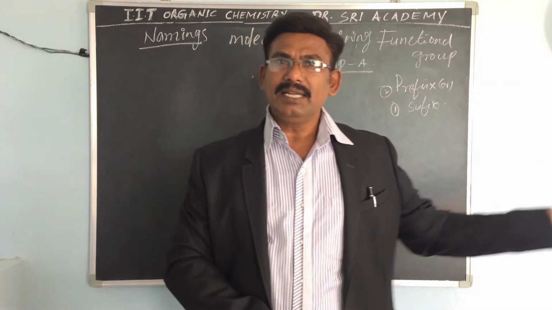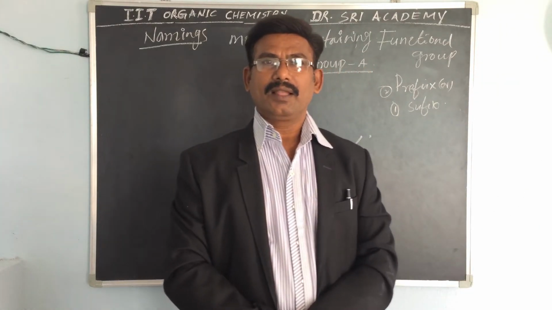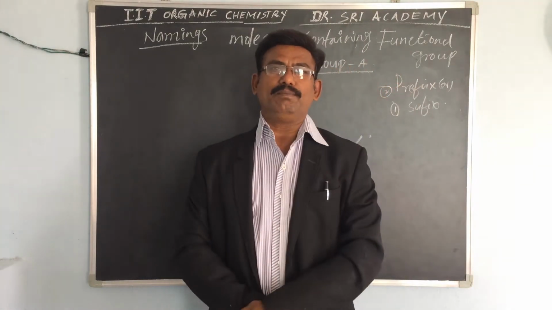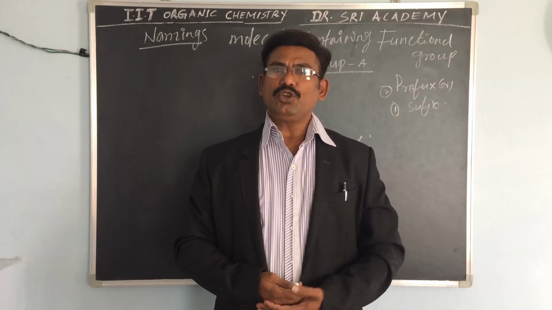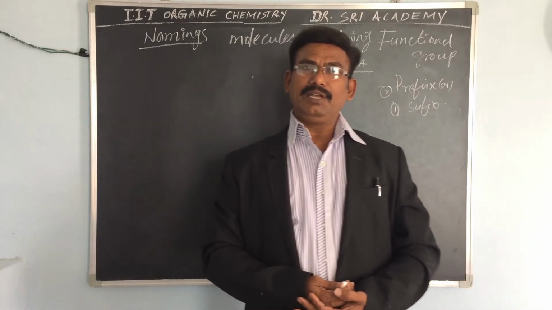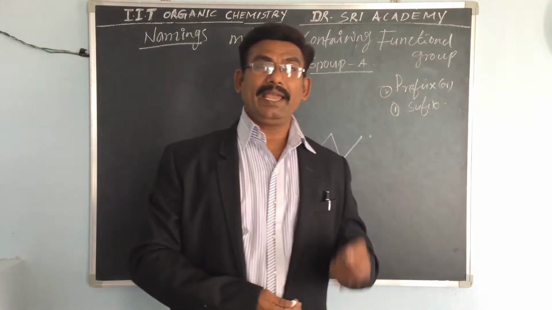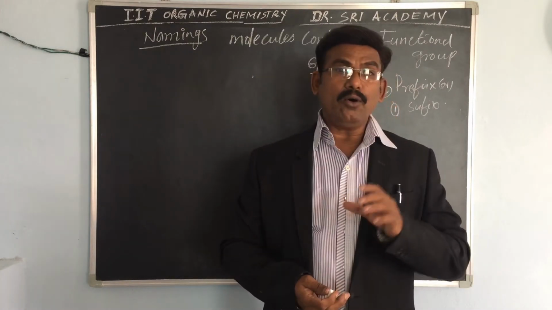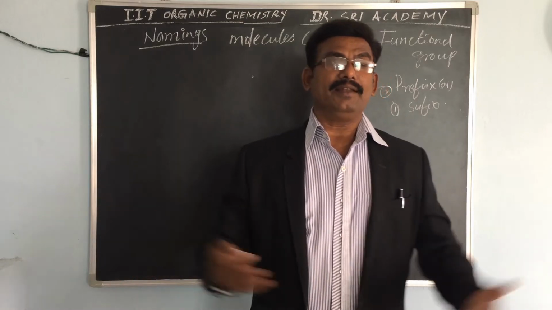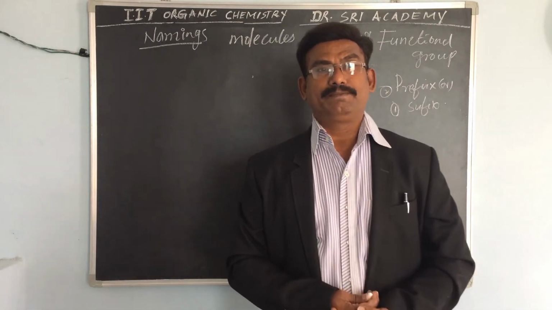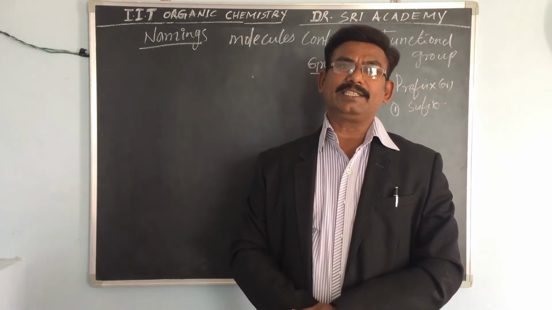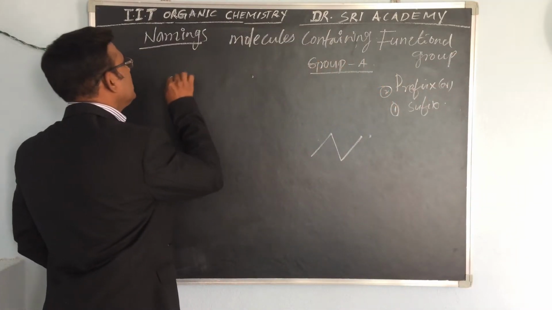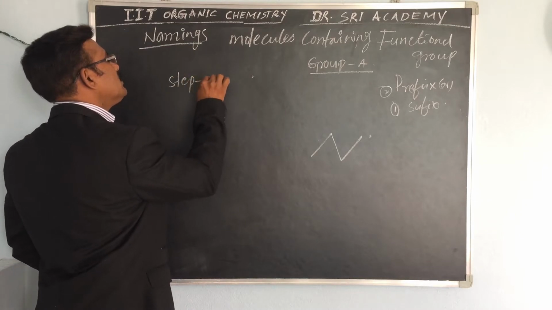Already we discussed this in the last video. So how can you give this? That is most important. We have already discussed groups A, B and C. Now this is very important for writing the names of all functional groups. So there are 3 steps. The first is step 1. You have to remember step 1.